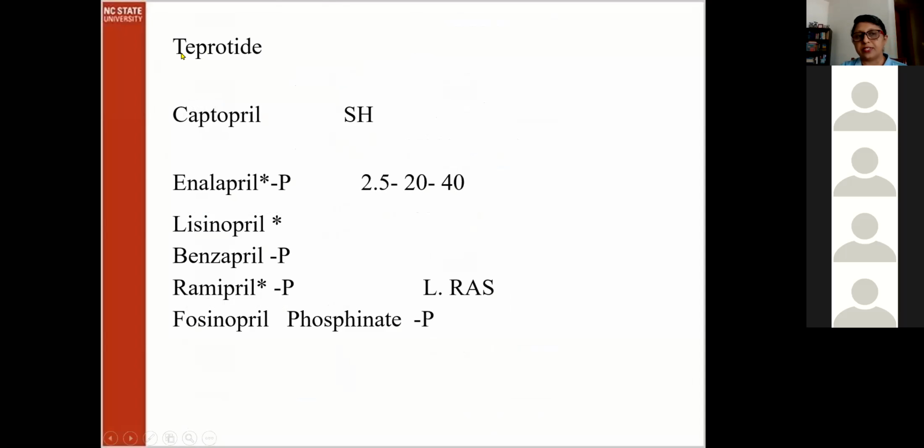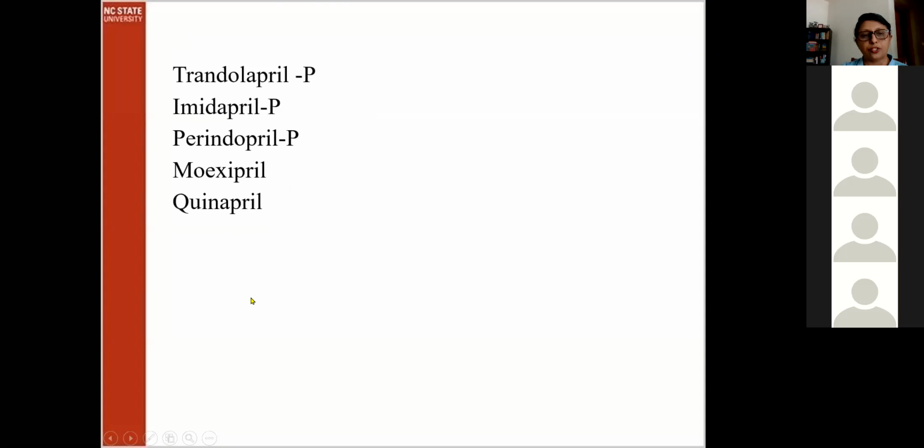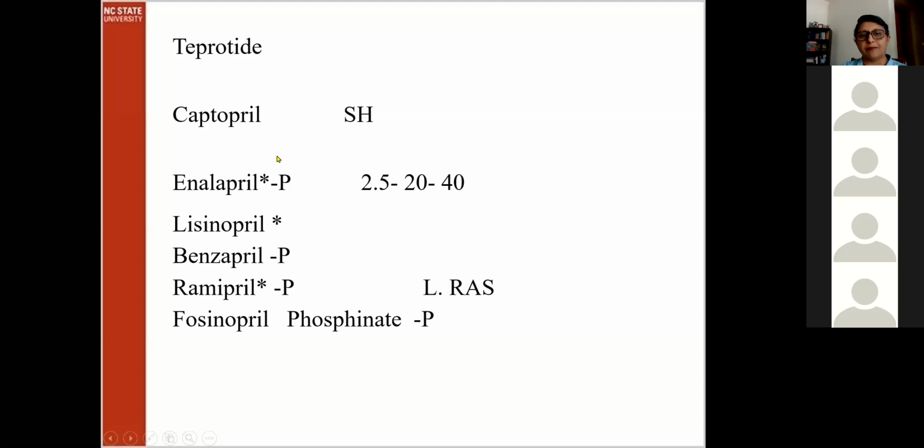Now we are going to see the ACE inhibitors. The first one was teprotide, which is not normally used now. The drugs now are captopril, enalapril, lisinopril, benazepril, ramipril, fosinopril, trandolapril, imidapril, perindopril, moexipril, and quinapril. We will see some important points about each drug.